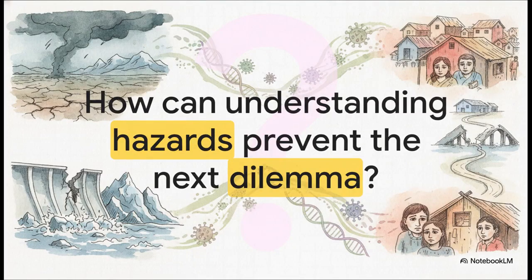To wrap up this explainer, I want to leave you with a provocative thought. How can understanding the intersection of physical hazards and human vulnerability actually prevent the next major disease dilemma? Mastering the intricate, complex relationship between a hazardous environment and the people who live there is the absolute key to an A-star analysis. Think deeply about how factors like future climate change might alter this equation going forward.